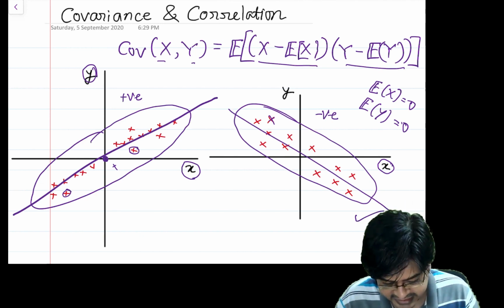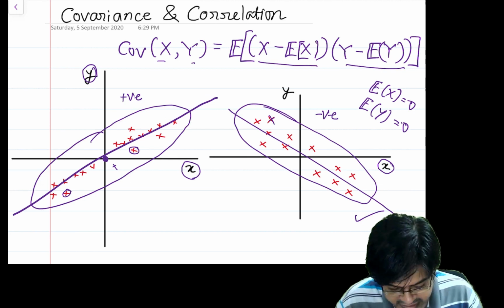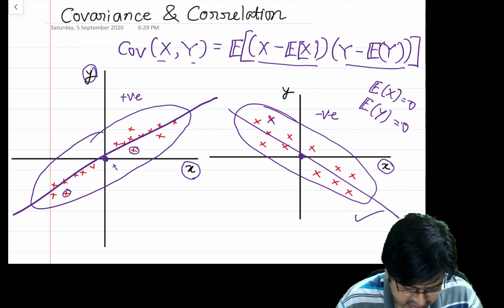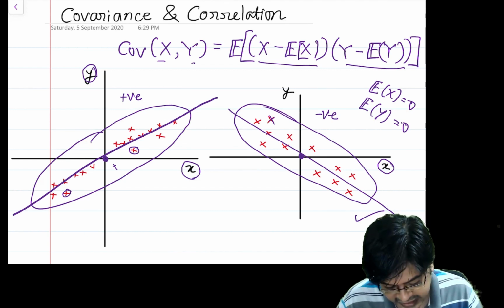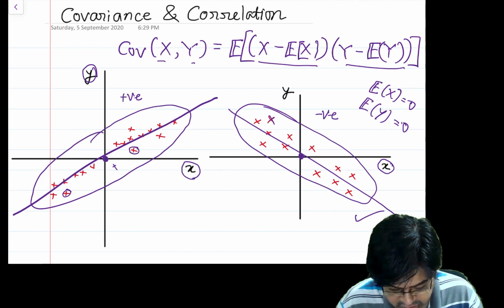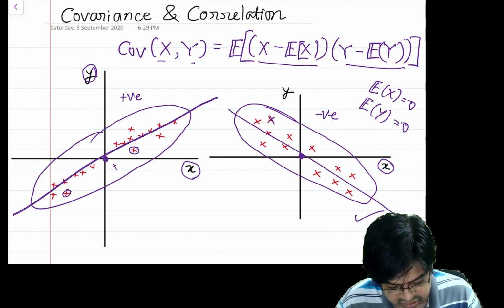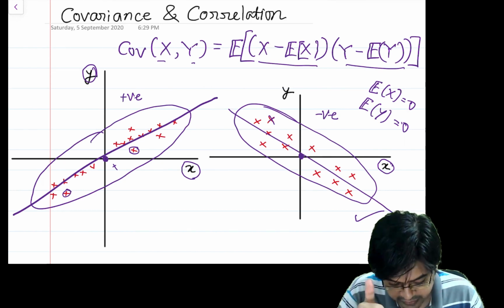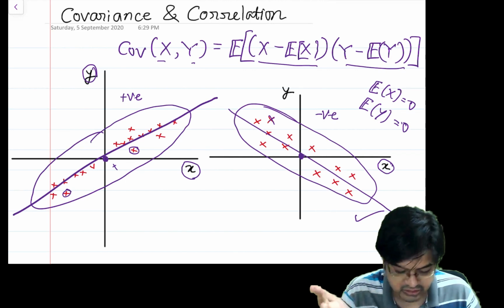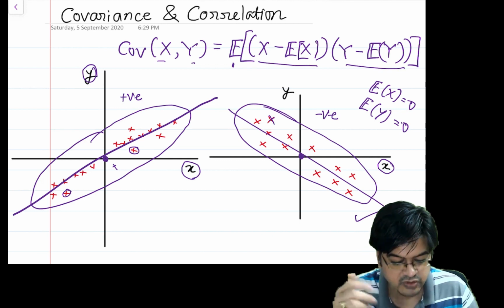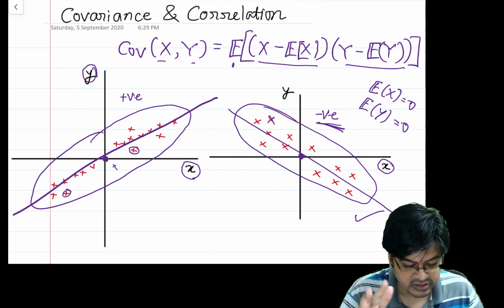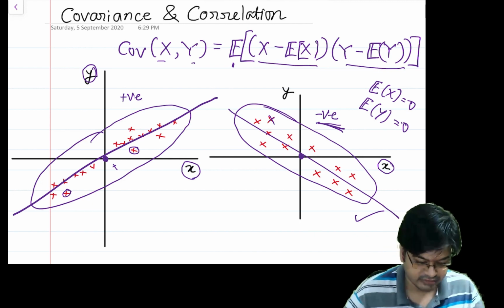In the second case that we are considering, where the mean is 0, expected value of x is 0, expected value of y is 0, they are actually associated with negative values. So in both these quadrants, if x is positive, y is negative, and if y is positive, x is negative. So in general, you will get more negative values. Therefore, this expected value will be negative. Okay. So this is how covariance can be related to data.